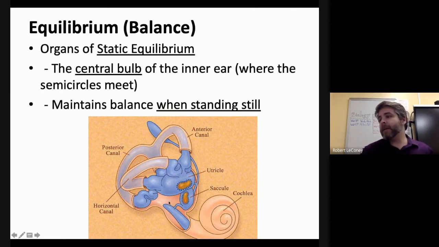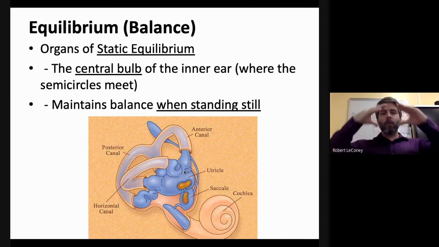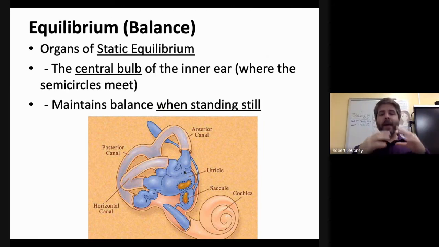And then down here beneath that, this bulb, it's called the central bulb, is just water standing still. So if you're not moving around, that water, gravity pulls it down, and a nerve in there knows which way is down when you're not moving. So the loops handle when you're moving around, and the bulb handles balance when you're not moving around. And then the cochlea is for sound.